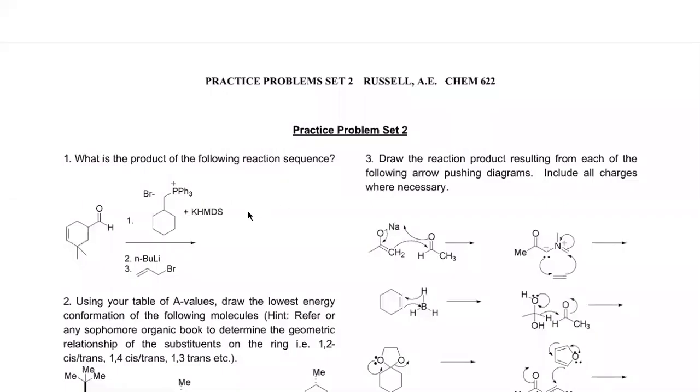All right. So number one, and don't worry about number two, the A values and all that stuff. We're going to talk about that later. But number one, what is the product of the following reaction sequence? So you have an aldehyde. You have the conditions to make a ylide, but then you have some other conditions down here too. So I want you to kind of marinate on that for a second and tell me what you think.